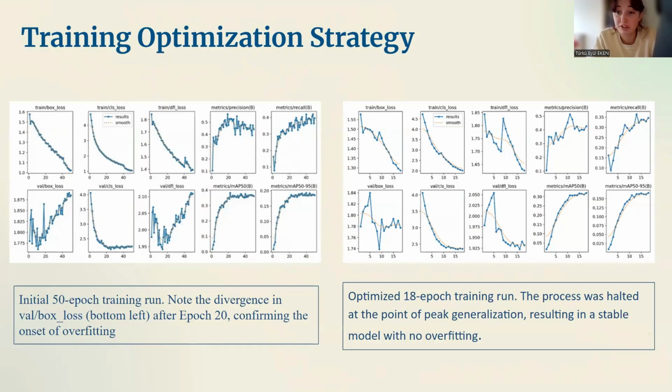The model started to memorize the noise in the training data rather than learning from it. So for that, I implemented an early stopping strategy at epoch 18. As seen on the graphs on the right, the optimized run captured the model weights at the point of maximum generalization. That ensured the system is robust when exposed to new images and unseen data.